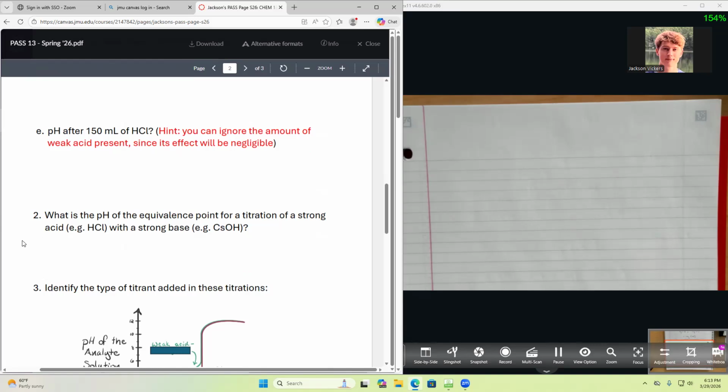7? Yeah, exactly. So this is the type of true or false or conceptual problem that he might toss on for your test. It's a good thing to know. The equivalence point for a strong acid, strong base titration is always 7, and that's because we've reacted equal amounts of both.